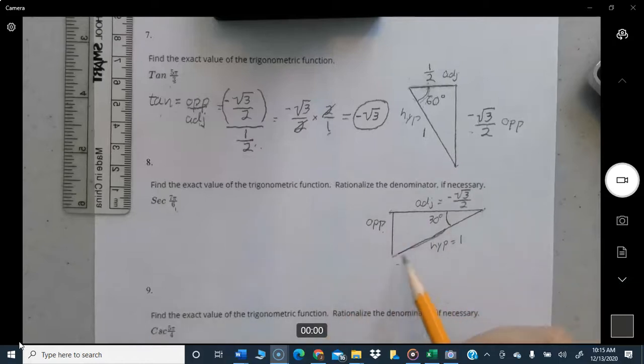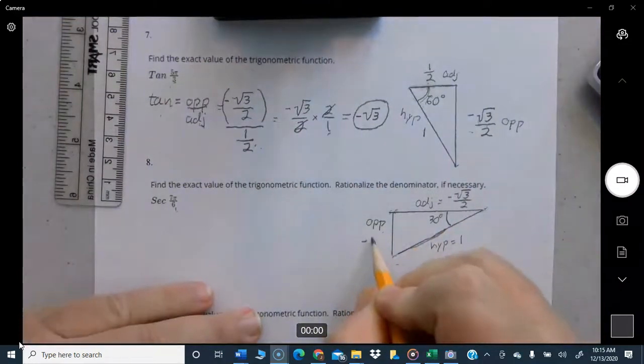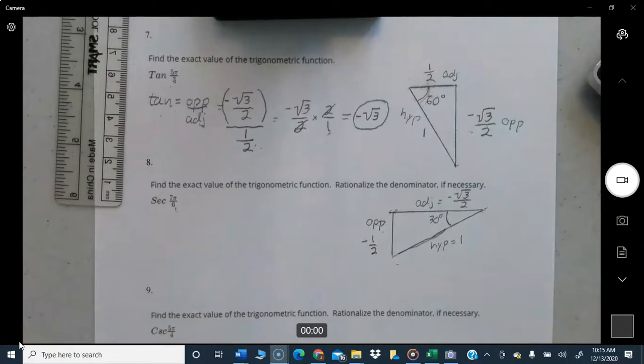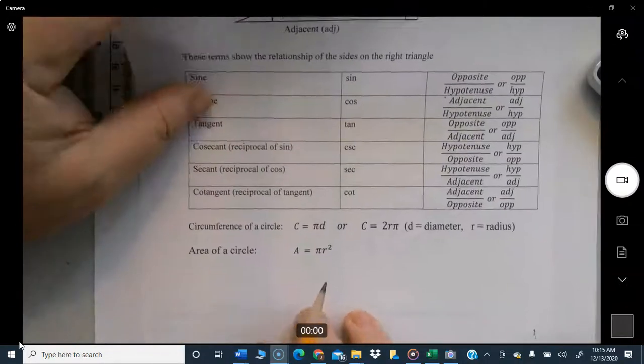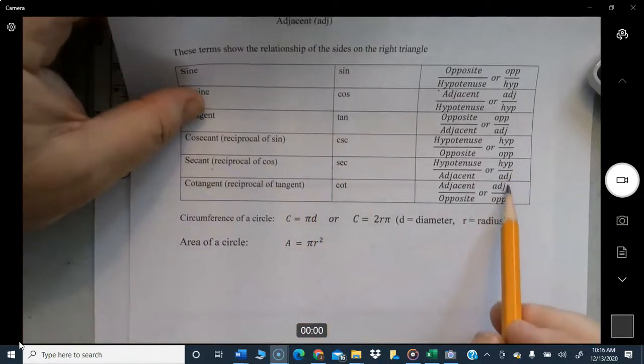Okay, that's the adjacent because it's next to this angle, and then the opposite is this one over here. And so to get from here to here, you went backwards, negative on the x-axis, and now you're going to go down. That's negative on the y-axis, and it's negative 1/2. Okay, so there you have all your sides, you have your triangle. Now it's asking for a secant. What is a secant? A secant is hypotenuse over adjacent. That's where you go to find that.